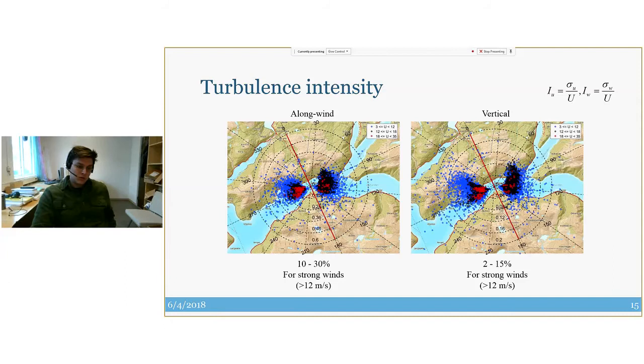You don't expect much non-stationarities or effects of atmospheric stability here, but you have quite a bit of a range. So the variation for the strong winds was around 10 to 30% for the along-wind component, and for the vertical, it was around 2 to 15%. So this is quite a bit of variability in the data, and this should be handled with care. And it is a concern how to model this.